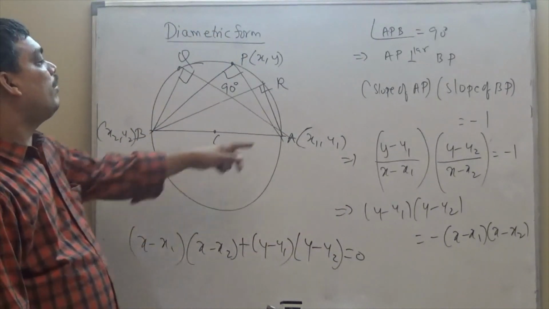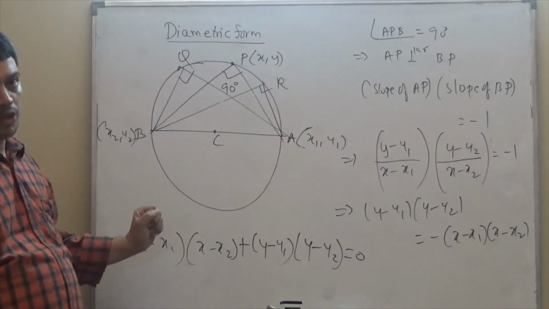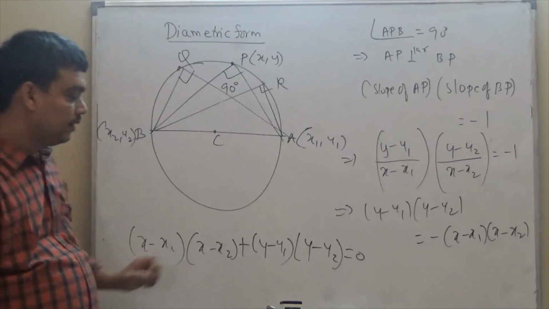So whenever the ends of a diameter are given, we can find the equation of the circle using this result as a formula. Let me just take up a small example to illustrate this.